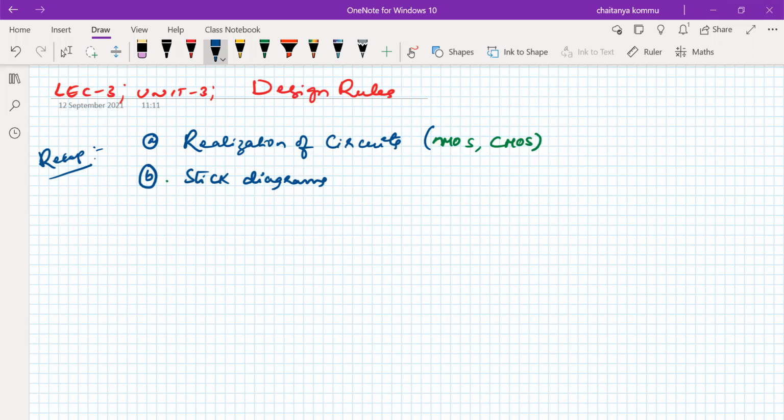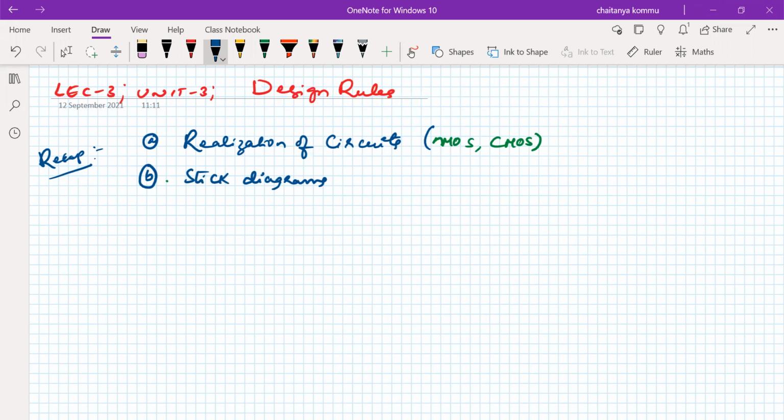We have talked about stick diagrams, right? Whatever essential layers we normally use for a particular transistor are represented with the help of color codes, and we have drawn that circuit diagram with color codes. Now we have not considered anything about the width and length of any layers that we use in our stick diagrams. That means we haven't used the feature dimensions of the transistors or maybe interconnections, right?